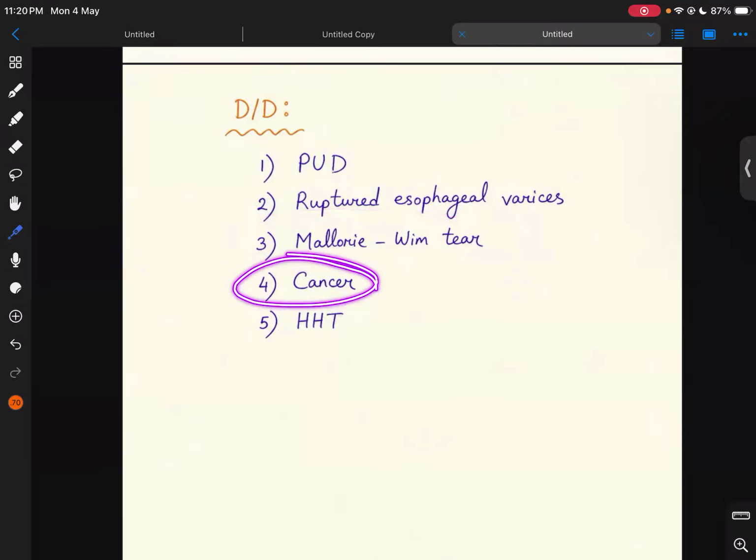To rule out the cancer, again, the mighty mnemonic, triple L: loss of weight, loss of appetite, lumps and bumps in the body. If the patient complains of loss of weight and loss of appetite, surely you have to keep cancer in the differential diagnosis. That is going to be mostly esophageal cancer or stomach cancer. Anyone can be there. The last is hereditary hemorrhagic telangiectasia.